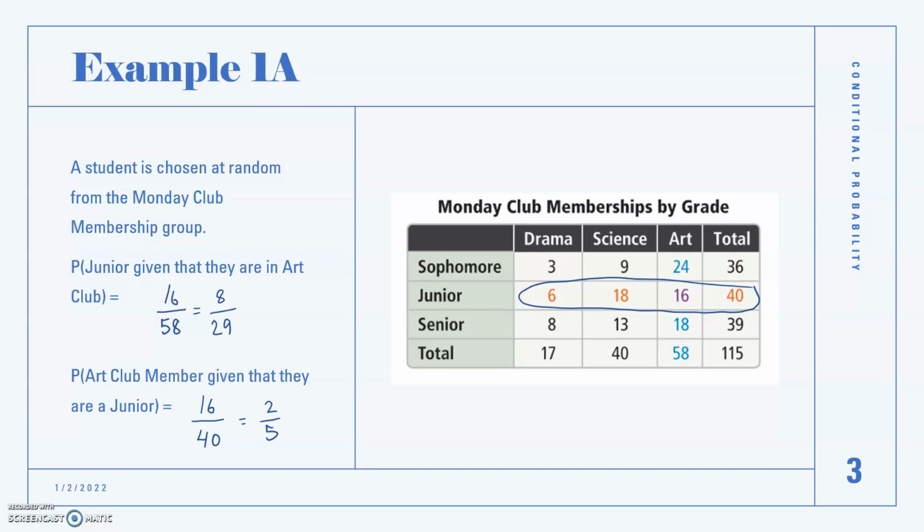I want to make sure that you understand that these are different probabilities because for the first question, I was assuming that they were in art club and I was looking at the probability that they were a junior. And for the second one, I was assuming that they were a junior and I was looking at the probability of them being in art club. So it's a different total number of students. It's the same part. It's still 16 students, but it's a different total.